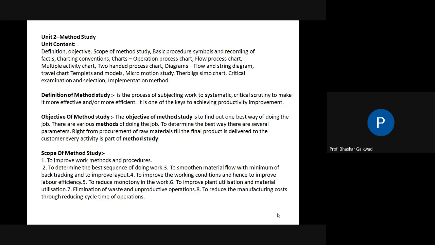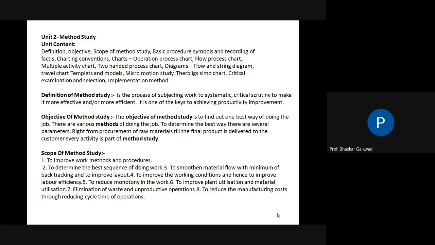As usual, whatever the method is going in industry, you have to study it logically and systematically by critical examination, to see how it is possible to reduce the cost by changing the process and the methods. So this is the first scope of method study. Second scope, to determine the best sequence of doing work.